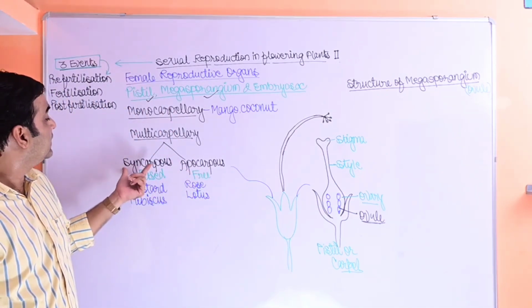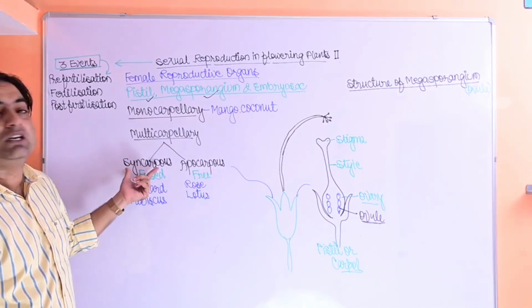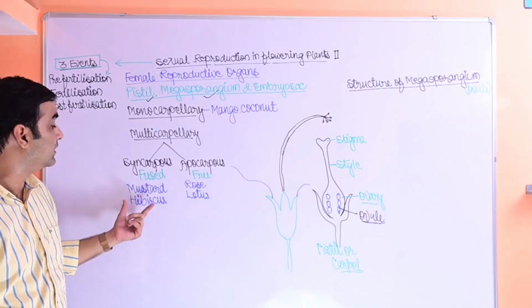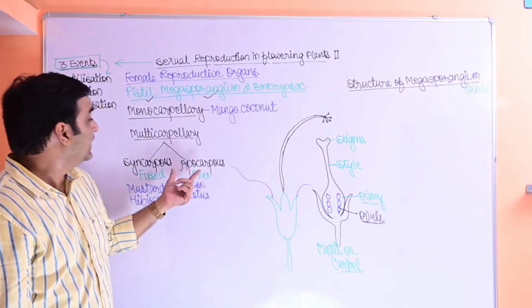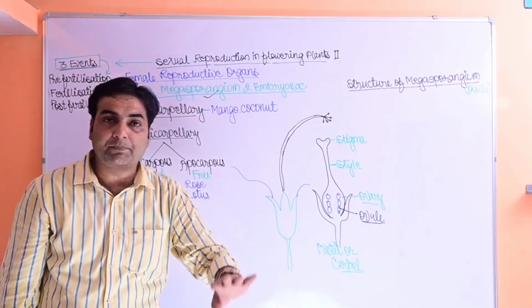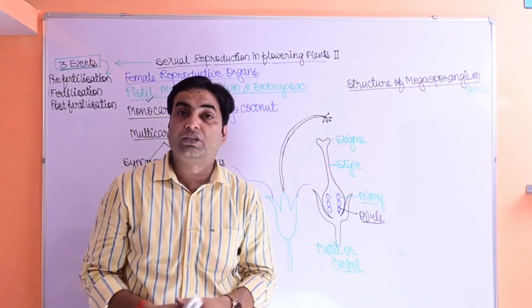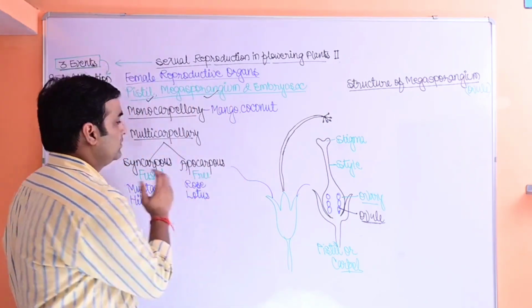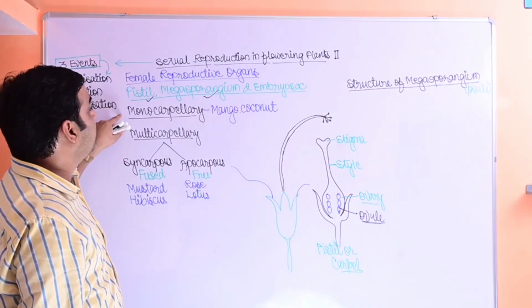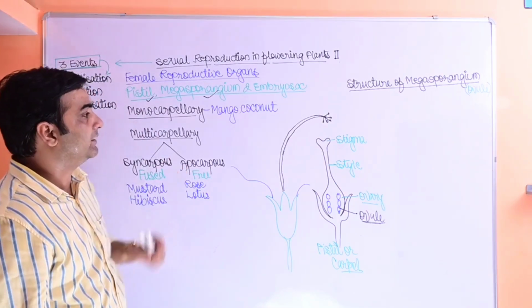So when carpels are fused, it is called syncarpous, and examples are mustard and hibiscus, you would be knowing about it. And apocarpous, when so many carpels are there and they are free from each other, like rose and lotus. These are the two common examples of this. So these are the two different types of carpels present in the flowers.